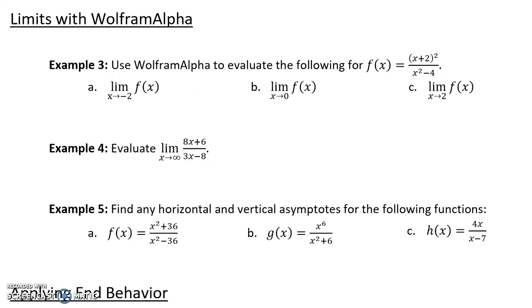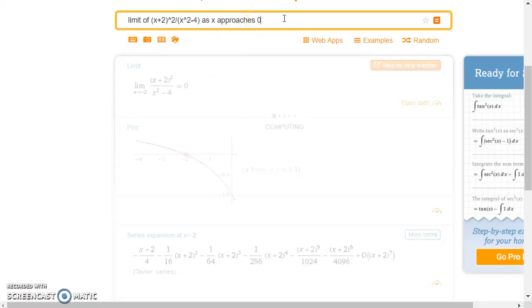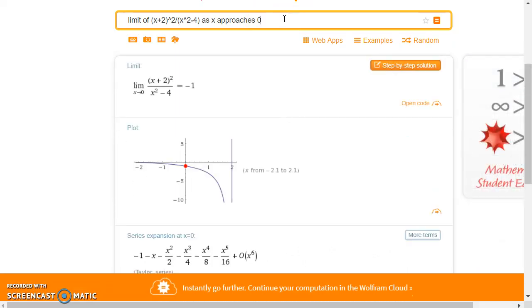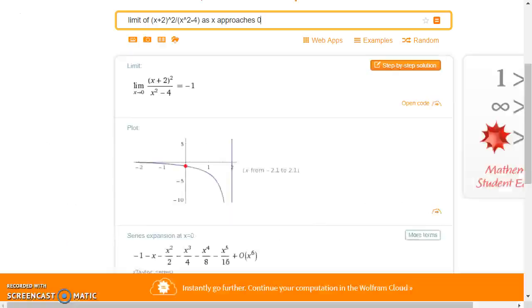For the next example, we want to take the limit as x approaches 0 of that same function. So we already have the function typed in. We just need to update the limit that we're approaching. And in this case, we would generate a limit of -1. In the last example, we want to consider the limit as x approaches +2. So again, the same function, all we need to do is update that value that we're approaching.